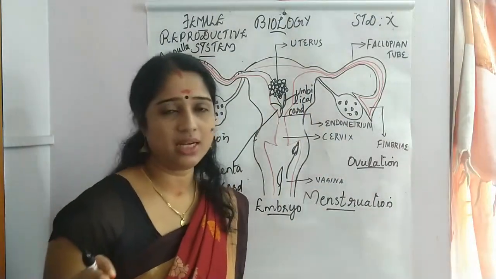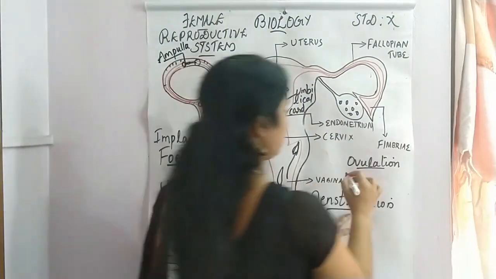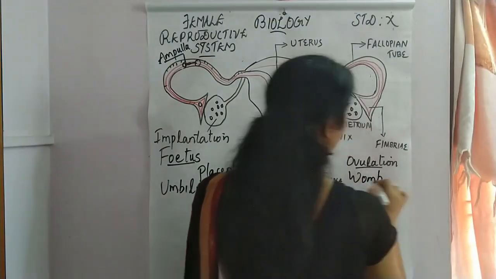We can call the uterus by another name, the womb, W-O-M-B. Womb of the mother. You can call this the uterus, or otherwise known as what? Womb.